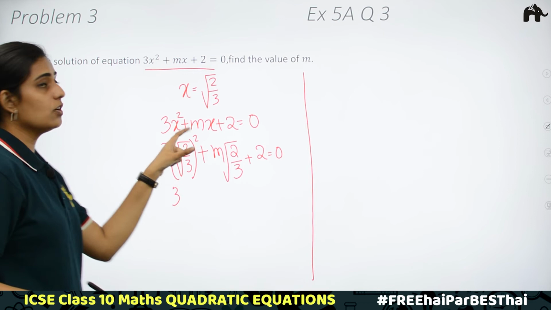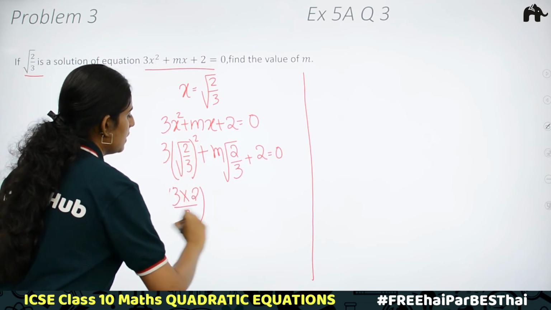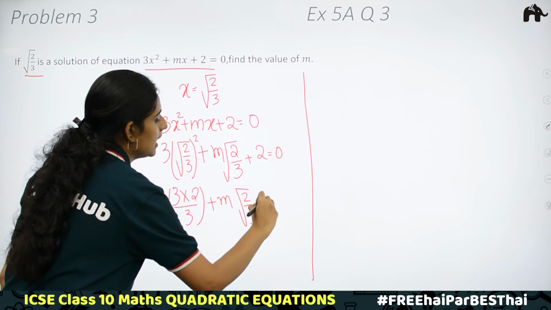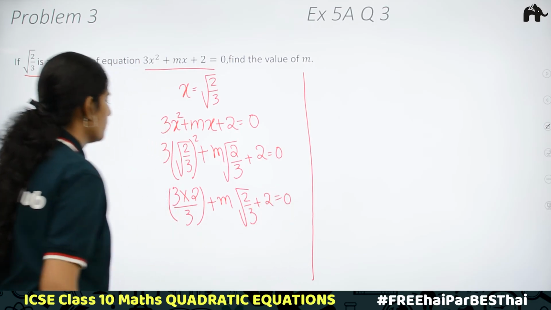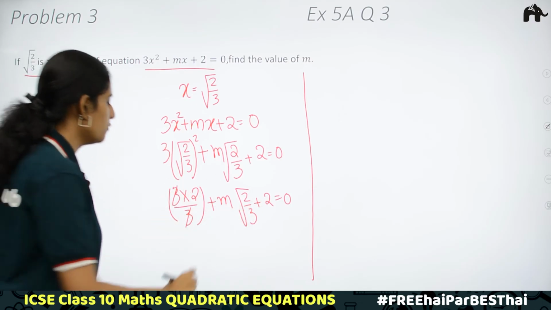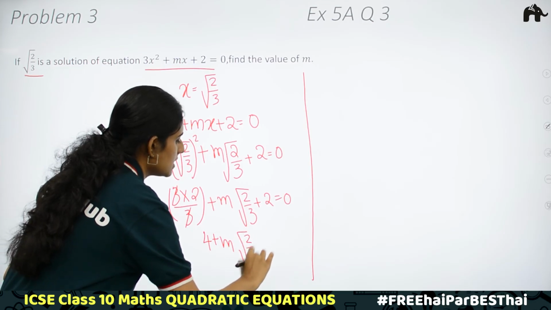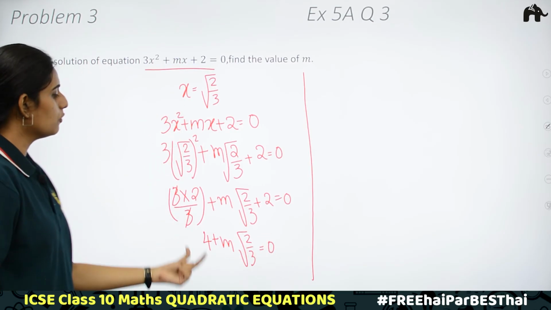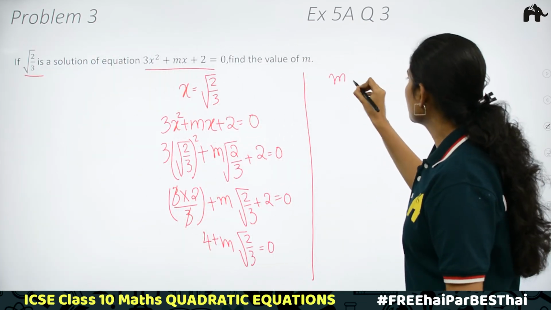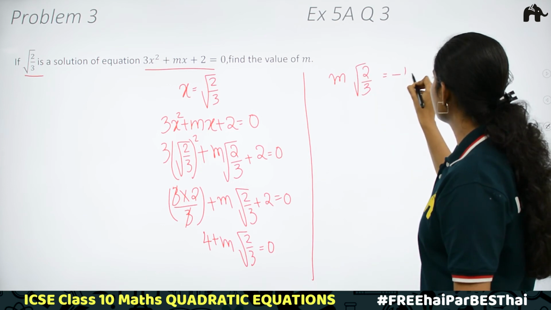Root 2 by 3 whole square will be equal to 2 by 3. That is 3 into 2 by 3 plus m into root of 2 by 3 plus 2 is equal to 0. Here cancelling 3, you get 2. 2 plus 2, 4. 4 plus m root of 2 by 3 is equal to 0. We can take this 4 to the opposite side. We will get m into root of 2 by 3 is equal to minus 4.